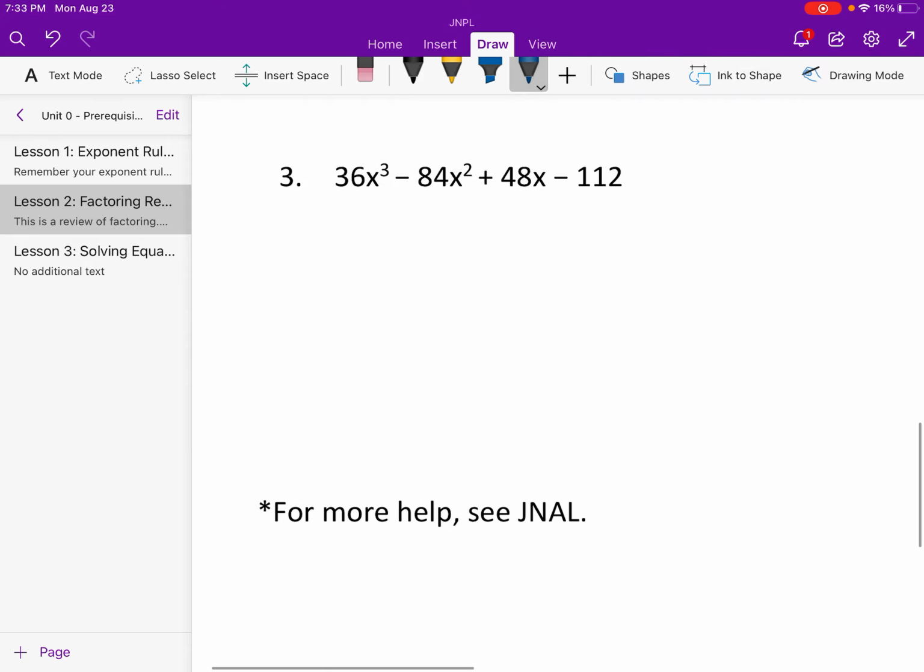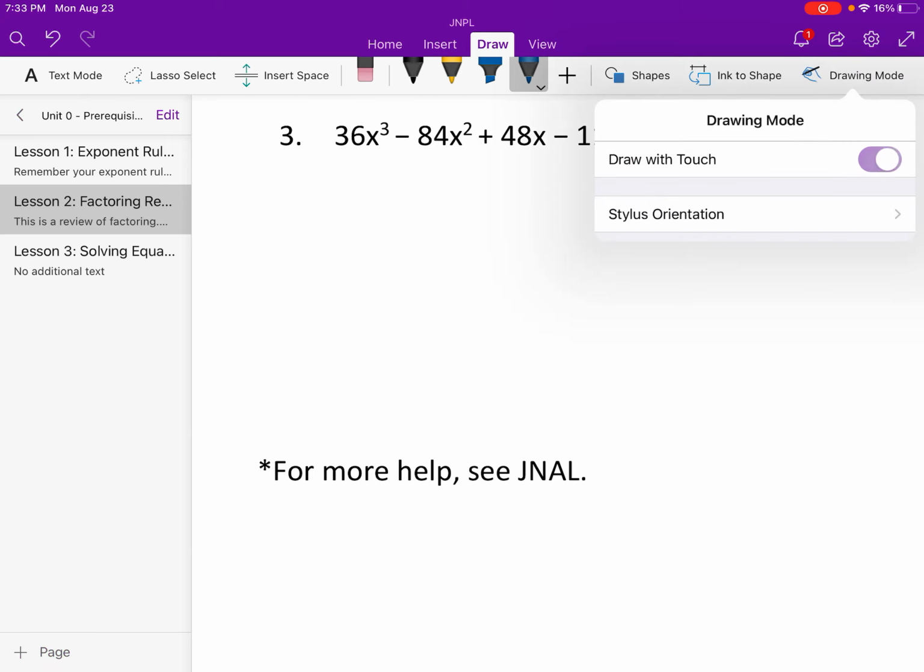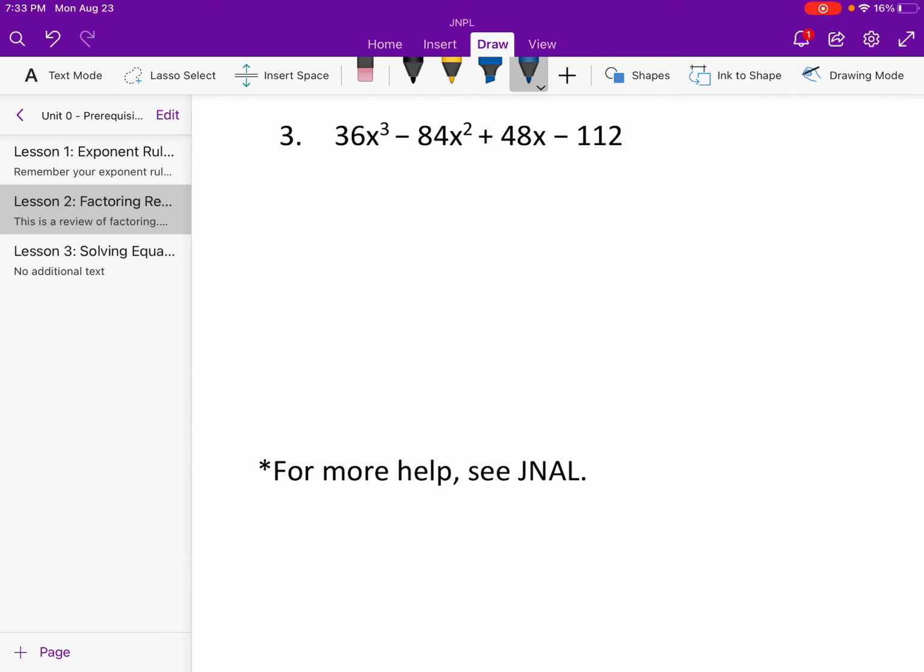Okay, now we're looking at this one. We need to put it in standard form. Well, it is in standard form, because the 3 is first, then 2, then 1, then 0. Now we can group these, or we can divide out something. Let's see. Can we divide out something evenly out of all of them? Can we divide out an x? No, because there's not an x on the 112. But we can divide out a 4.